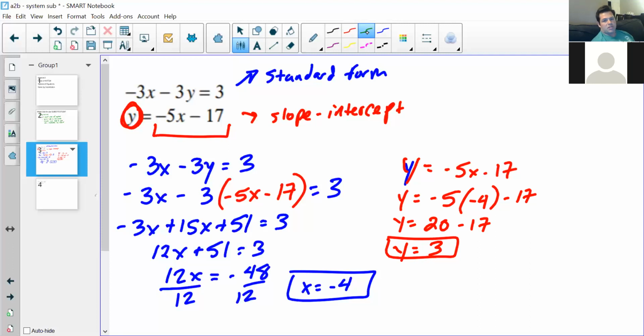Okay, we do want to make sure we sum this up by actually writing it out as a point. So the solution to this system of equations, and we know that there's only going to be one of them, would be the point at negative 4, comma 3 as our final answer here.